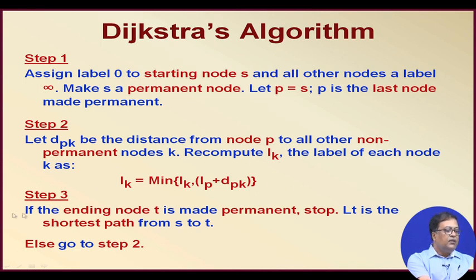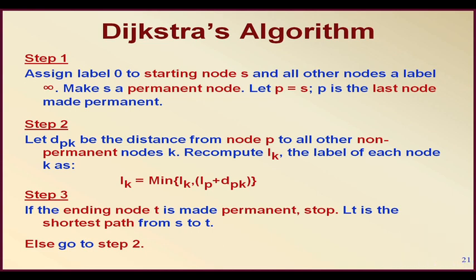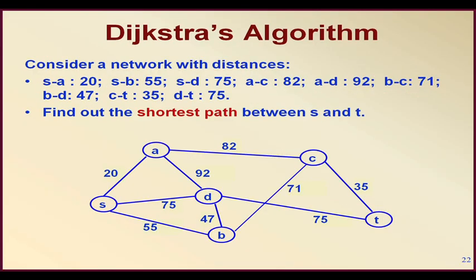Step 3: if the ending node T is made permanent, then stop. Lt is the shortest path from S to T. Else go to step 2, otherwise keep computing. So, the idea is that all the nodes should be made permanent. When all the nodes are permanent, then Dijkstra's algorithm really stops.